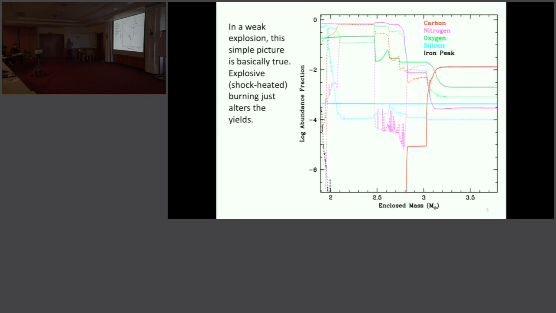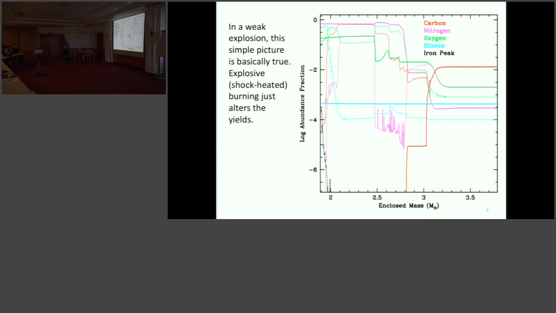What I plotted here is a weak explosion where the inner almost 1.9 solar masses fell back. So I'm only plotting 1.9 solar masses and on. This is going to produce a gravitational mass neutron star of about 1.75, 1.8 solar masses. Now I've plotted as a function of that enclosed mass as I move outward. So this is where the neutron star is, and this is moving out through the star.